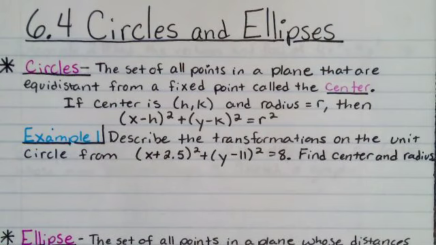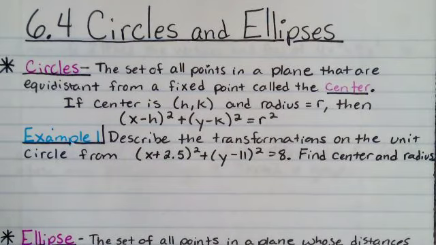This example just says to describe the transformations on the unit circle. This is a little bit of a different question than what you would have seen back in geometry, because you wouldn't have known what the unit circle was. If you remember, we've discussed that at length. You have to remember the details, though. The definition of the unit circle was that it had a radius of 1 and the center was at (0, 0).